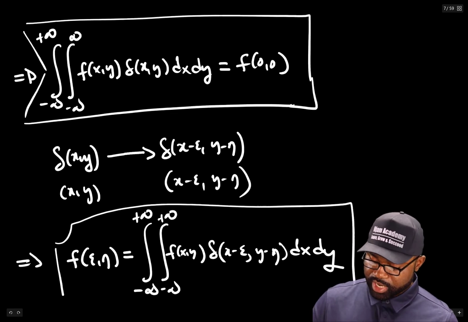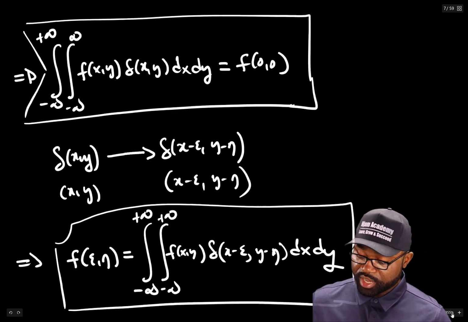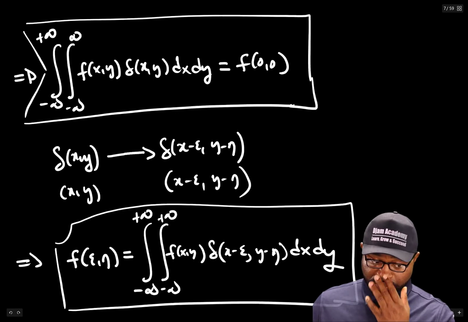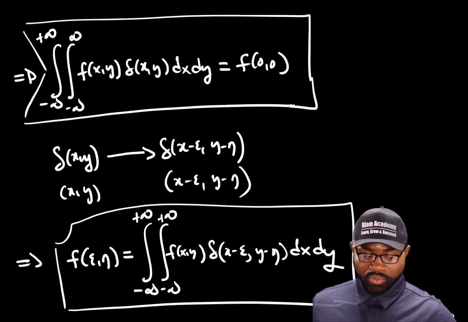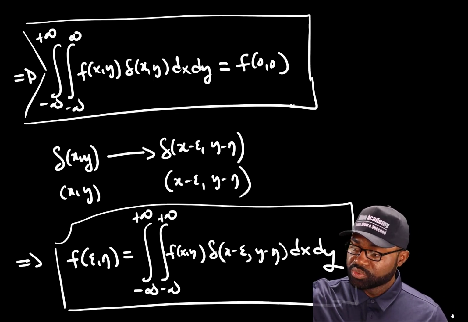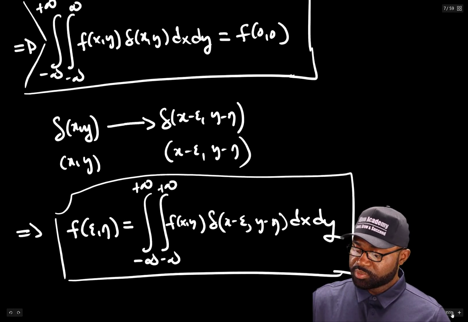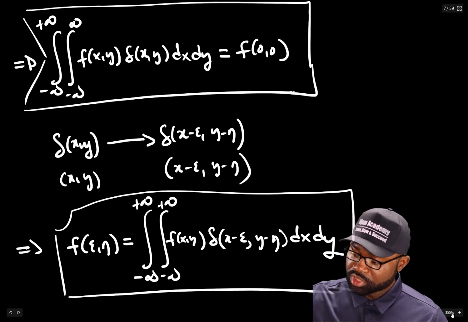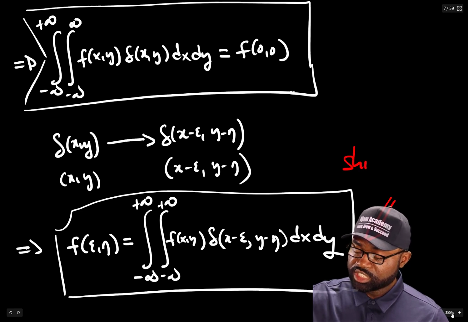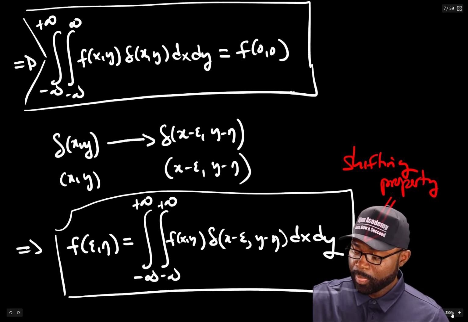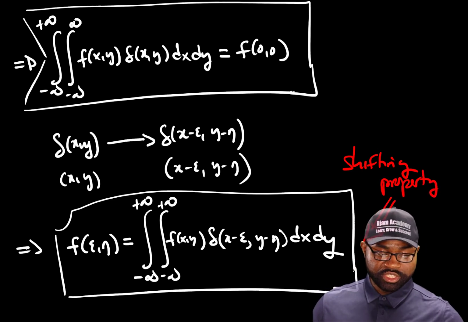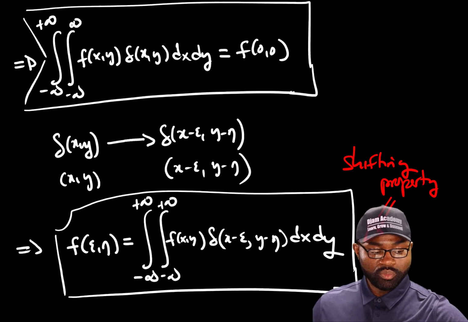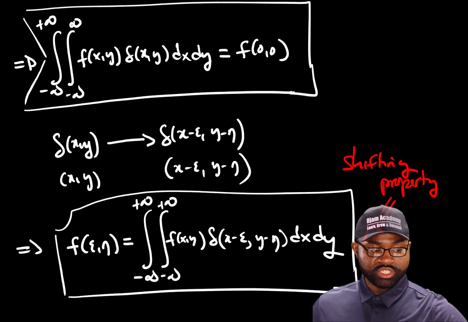This equation right here will define our signal in two dimensions. This property is very important, and we call this the shifting property.